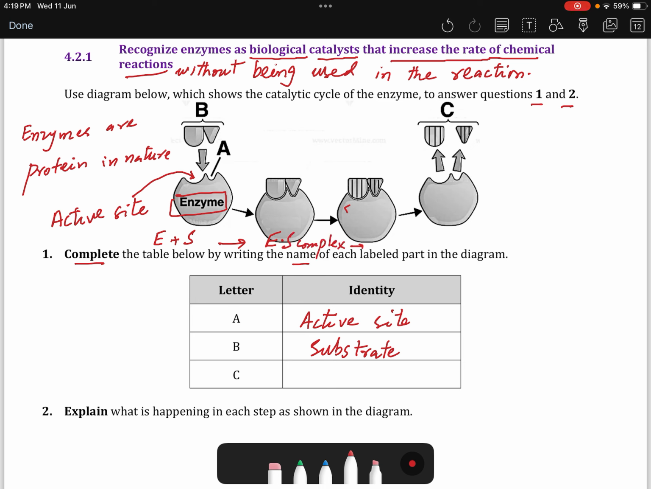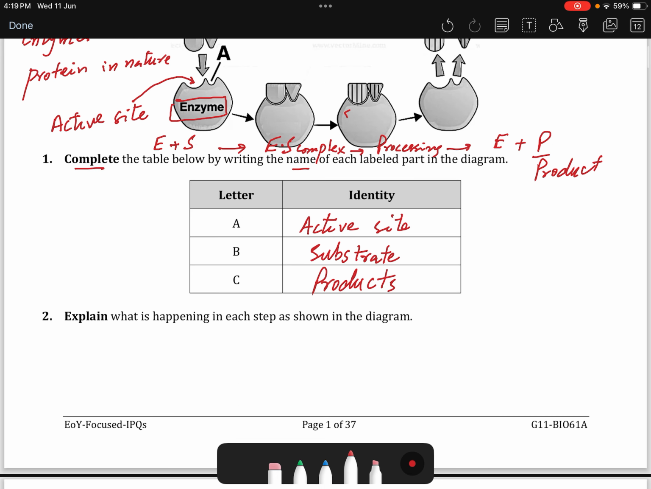Here it leads to processing. So the processing or catalytic reaction is happening, and then it leads to E plus P. Now here C is the P, and what is the P? P is a product. So we are going to write over here that C is the product or products, whatever you say. Okay, let's move to the next question.